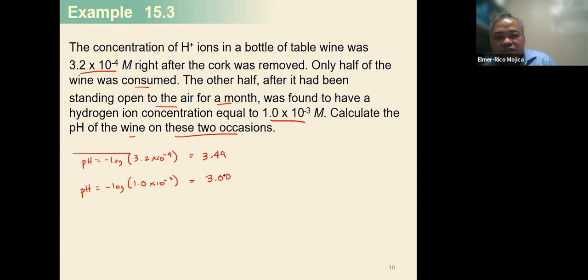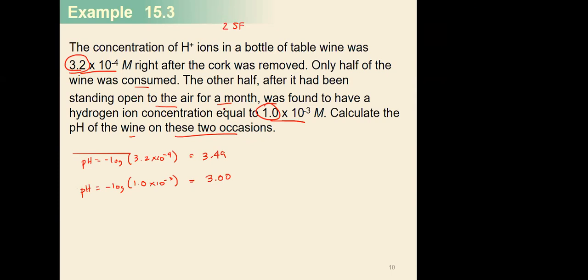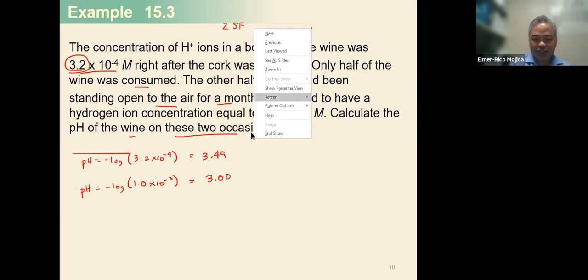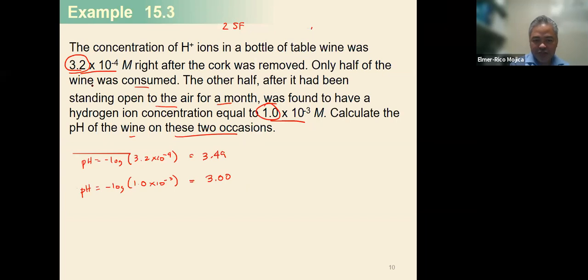Now, the way that you do the significant figures here: if you're given the concentration, how many significant figures does this one have? 3.2 and 1.0, you have how many significant figures? 2. Yes, 2. Now, if you're given the pH, the rule for significant figures is the digits after the decimal. That's why I wrote 3.49 here, because the only significant figures are the ones after the decimal.